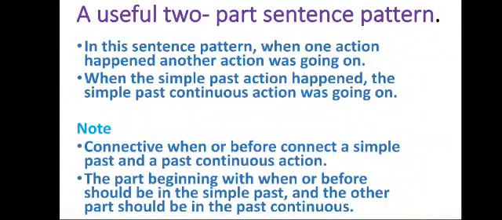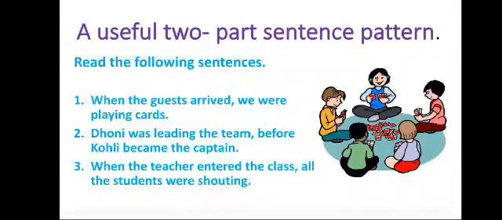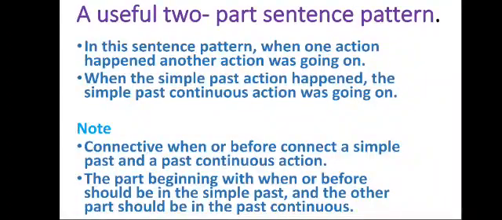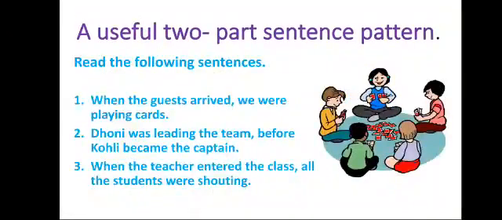In this sentence pattern, when one action happened, another action was going on. For example, when the guests arrived, this is one action, another action was going on. What was the action that was going on? We were playing cards. When the simple past action happened, the past continuous action was going on. Again, when the guests arrived, simple past happened. We were playing cards. This was going on.